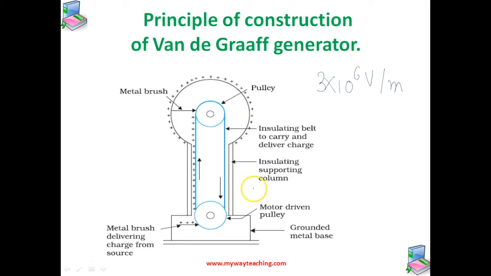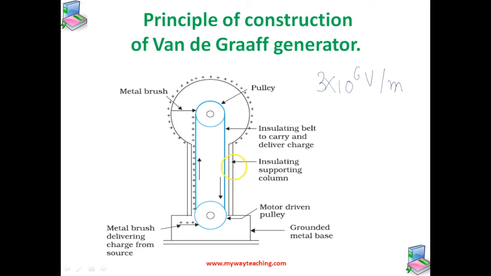A large spherical conducting shell is supported at a height several meters above the ground on an insulating column. A long, narrow, endless belt of insulating material like rubber or silk is wound around two pulleys, one at ground level, one at the center of the shell, and this belt is kept continuously moving by a motor driving the lower pulley.